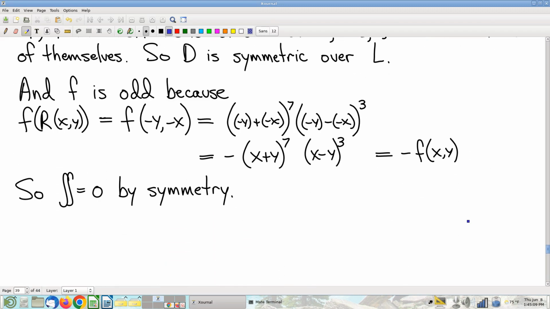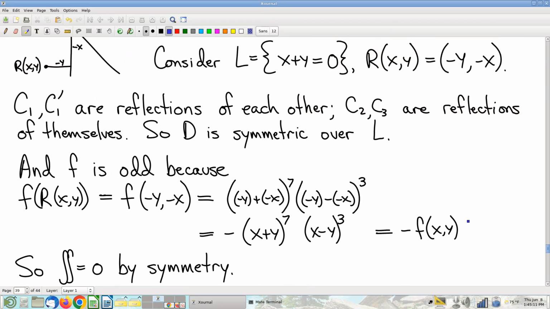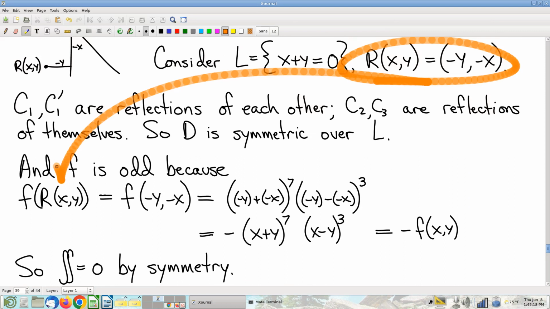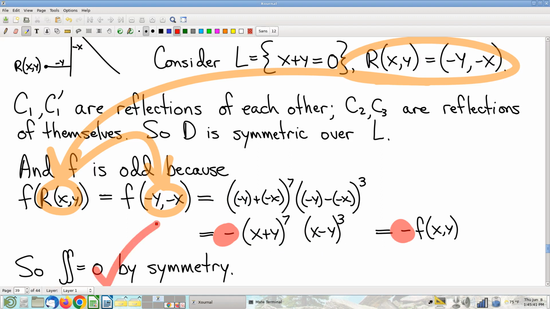Okay, so now how do I know that the function is odd? Well, as usual, I'm going to have to take my formula for my reflection, plug it into F, be real careful with your minus signs, and do the necessary algebra. The nice punchline is that indeed, as requested and required, you do get exactly the negative of the original value of the function, and boom, score, we win.